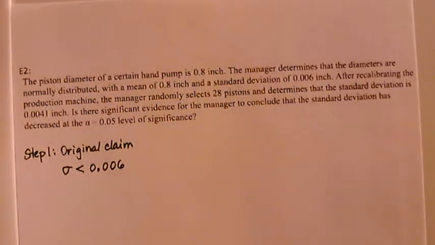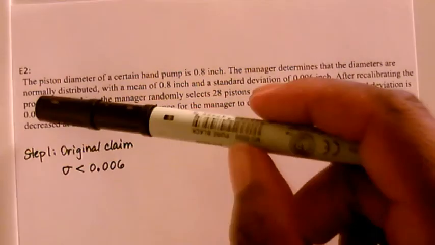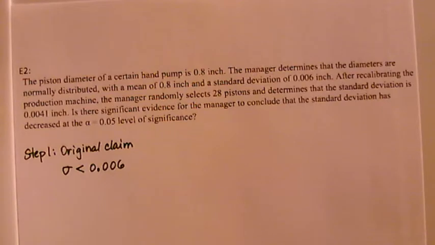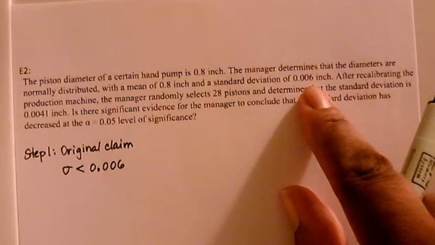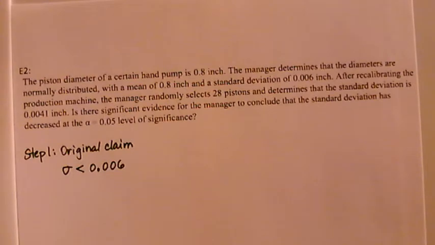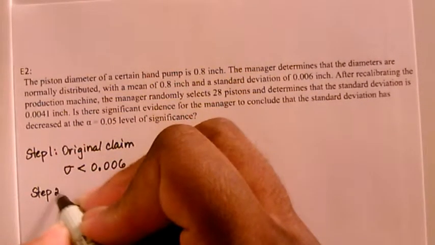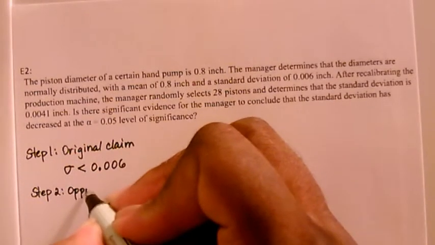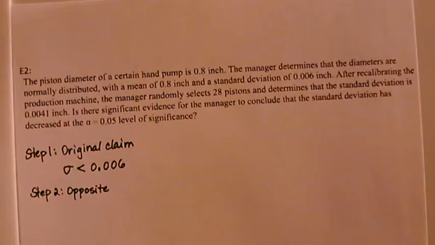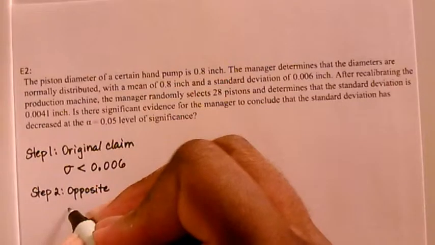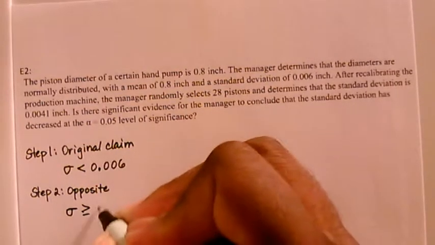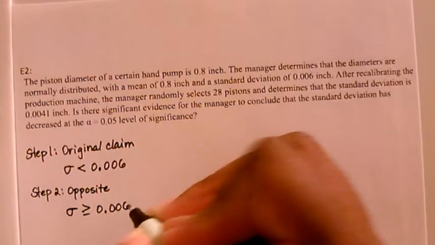Okay. And we're using the 0.006 in our original claim, not this 0.0041. That represents the standard deviation of the sample of 28 pistons. That 0.006 is your standard deviation of all of the diameters in those pistons. Now step number 2 is the opposite of the original claim. Well, the opposite of less than 0.006 has to be greater than or equal to, so it would be sigma is greater than or equal to 0.006.